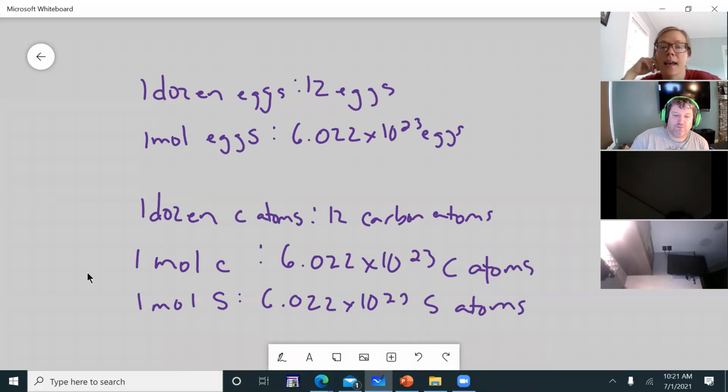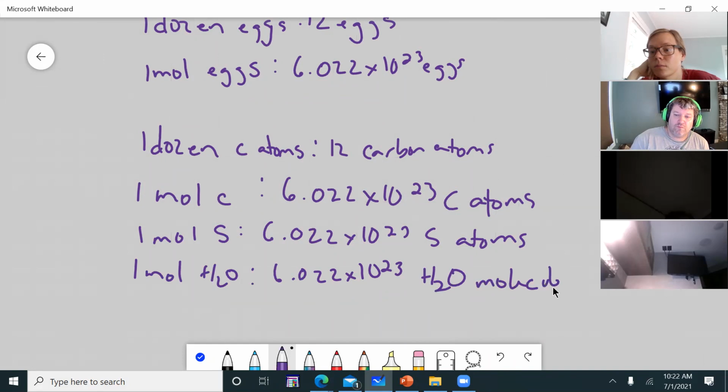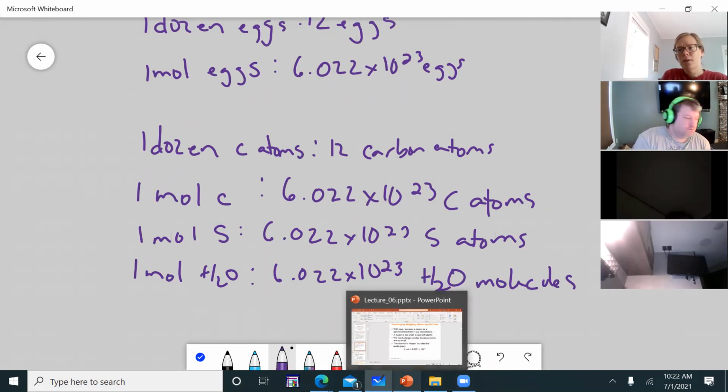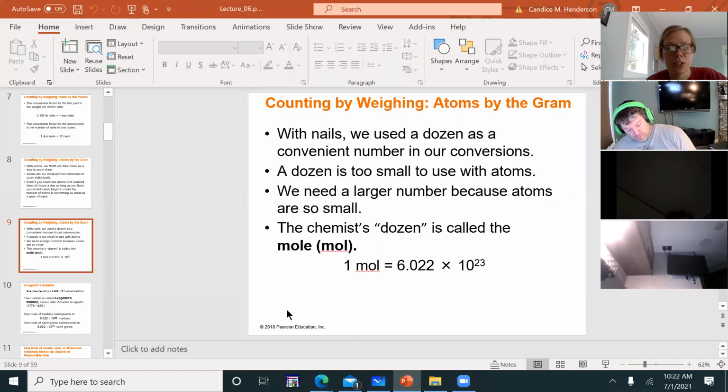What if I said I had a mole of water? 1 mole of water, H2O, is equivalent to 6.022 times 10 to the 23rd water molecules. It's starting to make sense? So that's a mole. On the formula sheet that we have available for you in Moodle, this number is on there. You will probably end up memorizing it though, because we just use it so much.